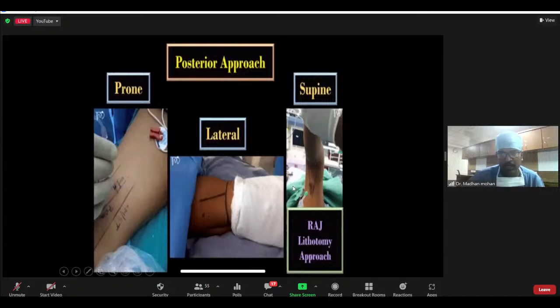Here, one assistant is needed to hold the leg with the hip flexed and the knee joint extended. The landmarks are the same. This can be used in patients who cannot be turned prone or lateral because of multiple other injuries, polytrauma, or mechanically ventilated patients, or very obese patients and all.